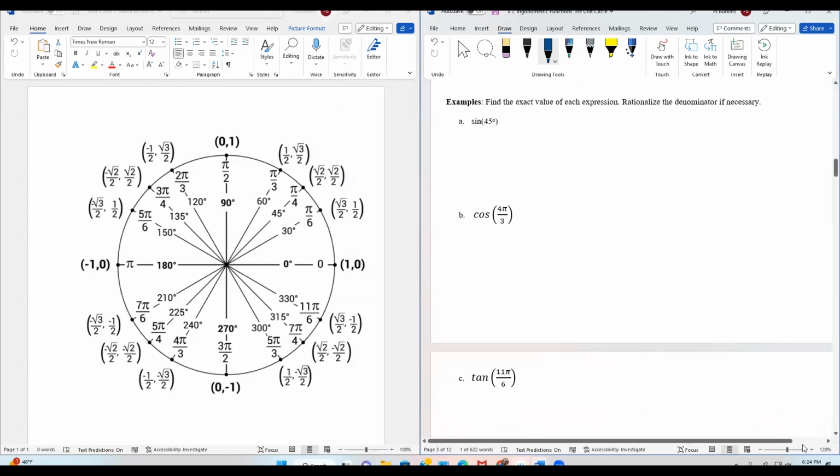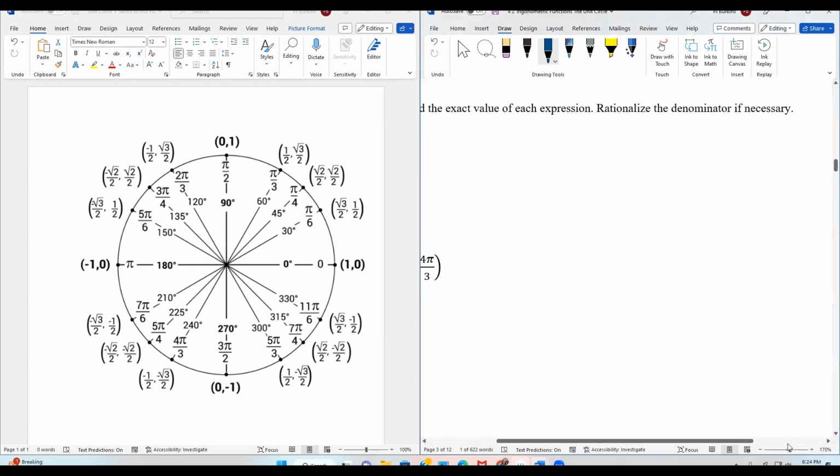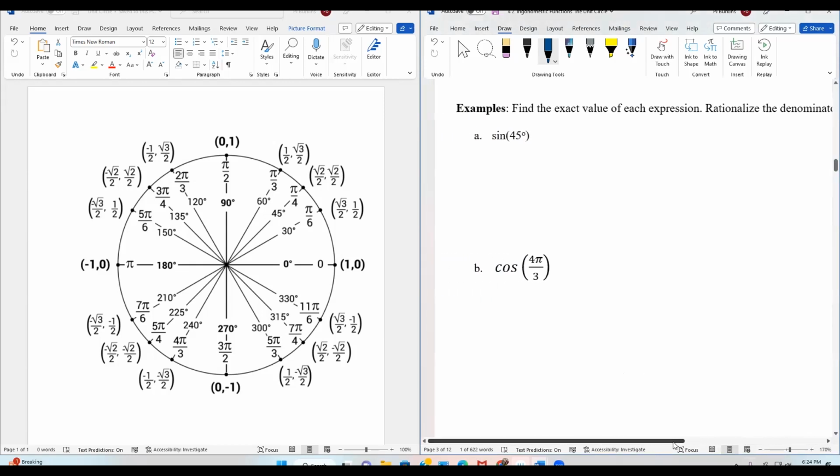Okay, I'll just zoom in a little bit so hopefully you can still see the questions. So this says, find the exact value for each expression, rationalize the denominator. I think it says if required. Let me just scroll across here. Yeah, if necessary. All right, so sine of 45 degrees.